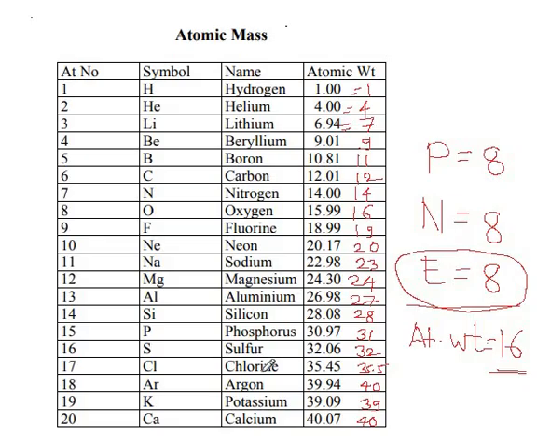For example, in case of chlorine, see why it is 35.5? Because in chlorine, the number of protons is 100% 17. But when you think about the number of neutrons, this neutron number varies. It may be 17, it may be 18. Okay? So like this the number of neutrons is going to vary.